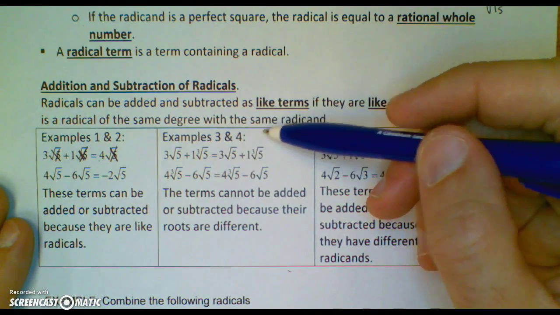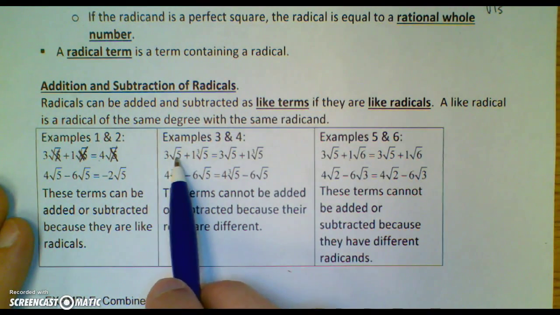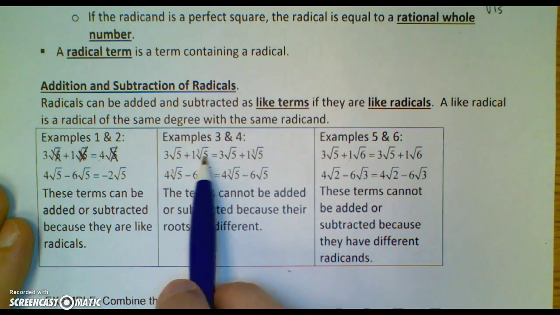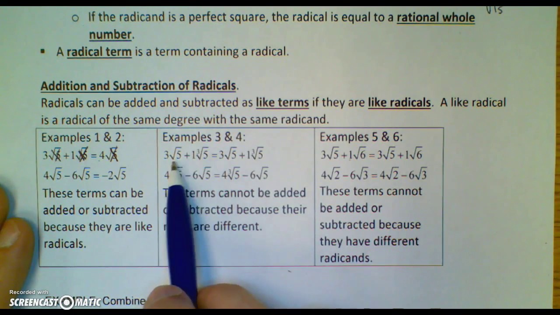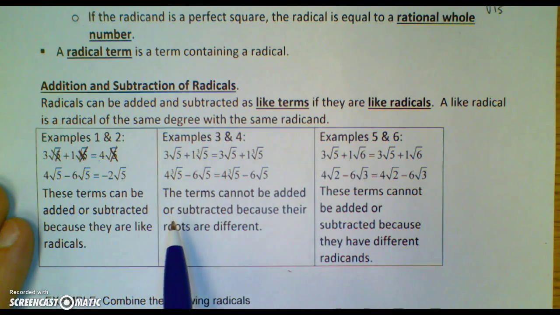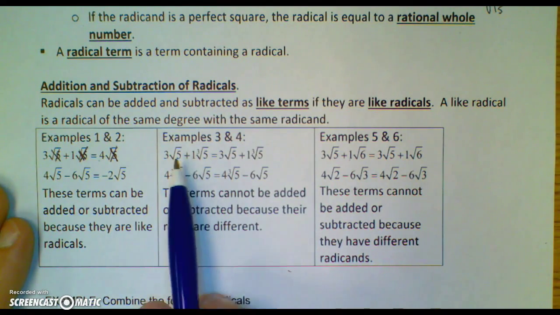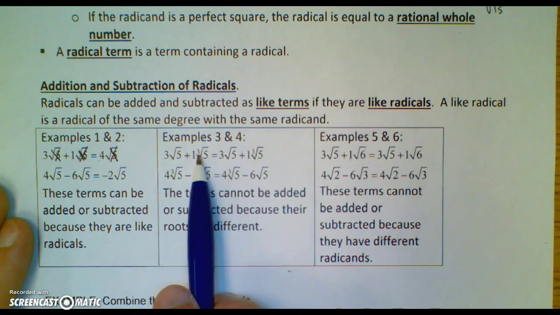In examples 3 and 4, if you take a look, I've got 3 root 5s plus 1 cubed root of 5. Notice these ones cannot be added because this is a different root than this one. They have to have the same number or no number there in order for you to be adding or subtracting them. That's true for the second problem. These terms cannot be added or subtracted because the roots are different. This is a square root and this is a cubed root.